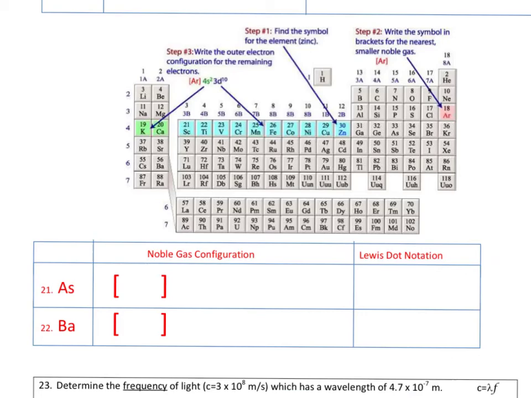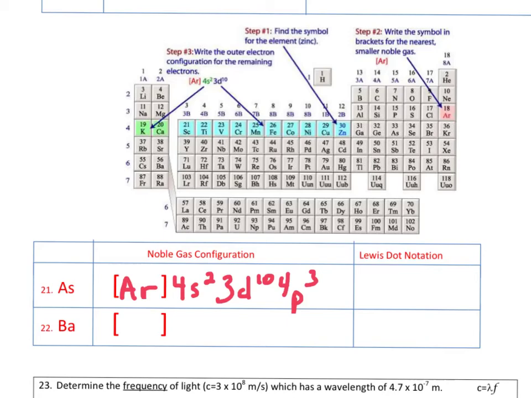Since arsenic is on the 4th row of the periodic table, the noble gas on the previous row is argon. That's a coincidence that both of these start with the letter A. Past argon, the configuration continues: 4s2, 3d10, and since arsenic is the 3rd one over on the 4th level in the P block, it would be 4p3.